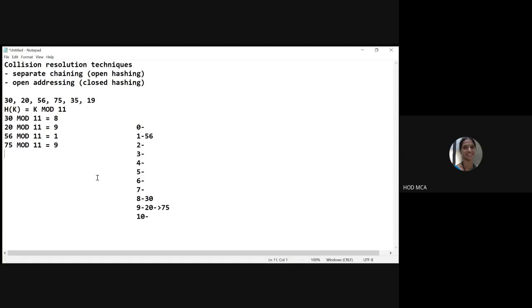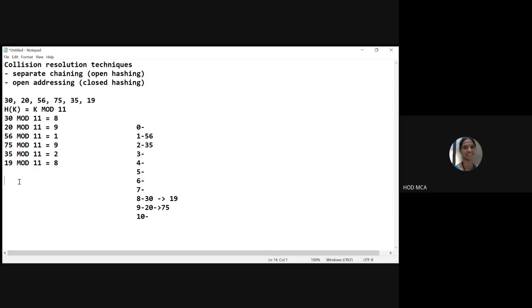All right. Next is 35. 35 mod 11 is 2. Correct. So in location 2, you will be storing 35. Next, we have 19. 19 mod 11 would be what? 8. Correct. So in the 8th location, we already have 30. So I will again store 19 there also. Now we are done with all the elements.